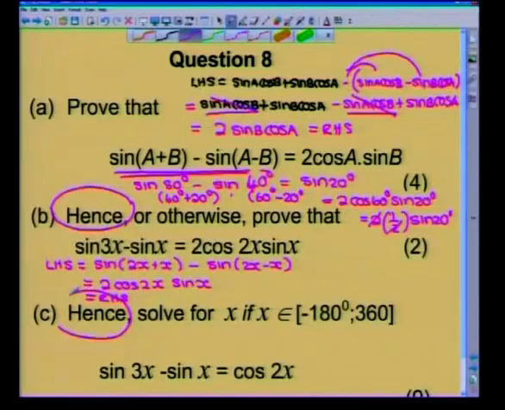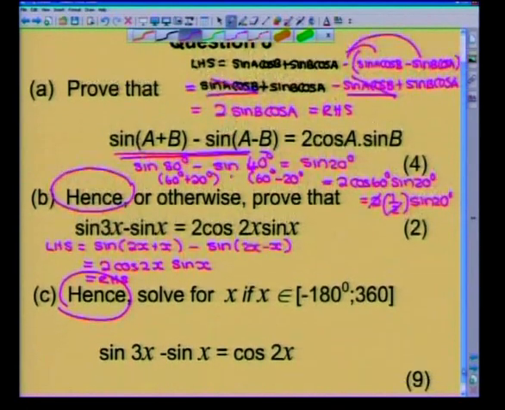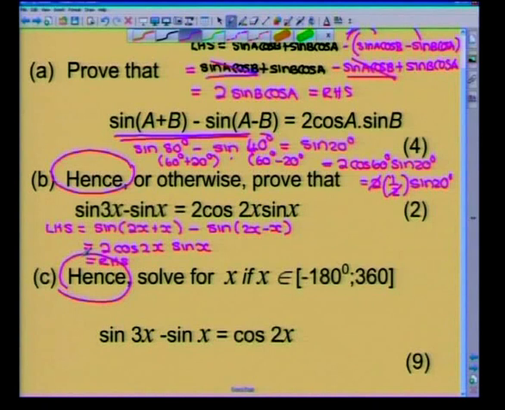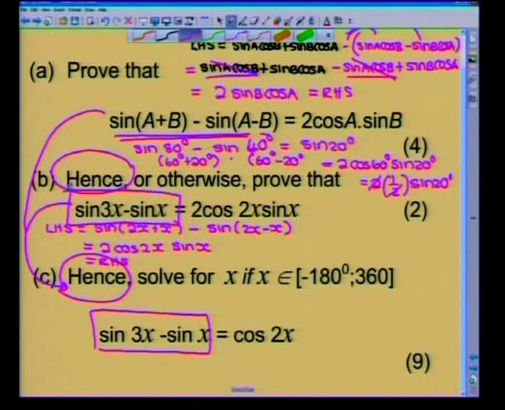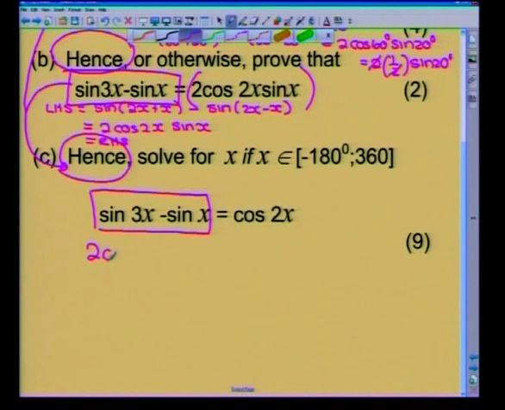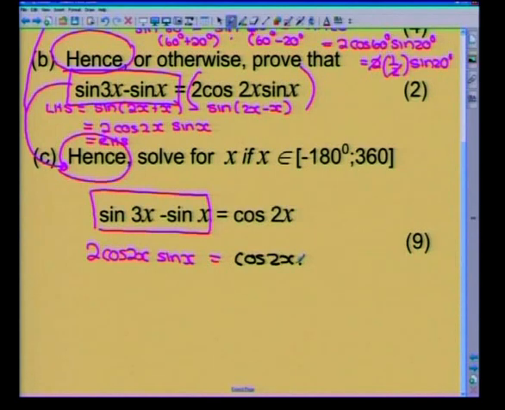Now notice this question's been mean because the very next question says hence again. Hence again because this time we're going to use this one to inform us, and maybe even that one, but it's more likely to be this one here. And if we look over here, look at this. We have got this, which is identical to that. In other words, we can replace this with 2 cos 2x sine x equals cos 2x.